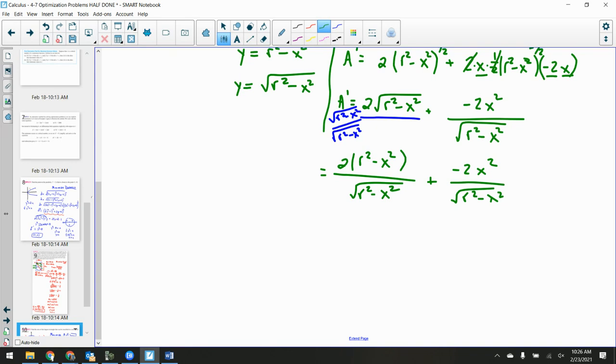Oh, sweet. Because look what's going to happen. When I distributed this in and then I add, look what's going to happen. I'm going to get 2r squared, right? I'm going to get 2r squared minus 2x. Oh, it's not going to cancel out. I thought it was going to cancel out. No, it's not going to cancel out. Oh, bummer. 2r squared minus 4x squared. It's just going to double.